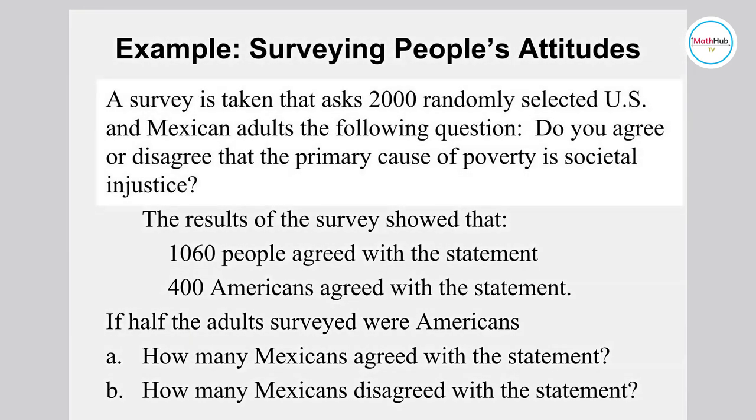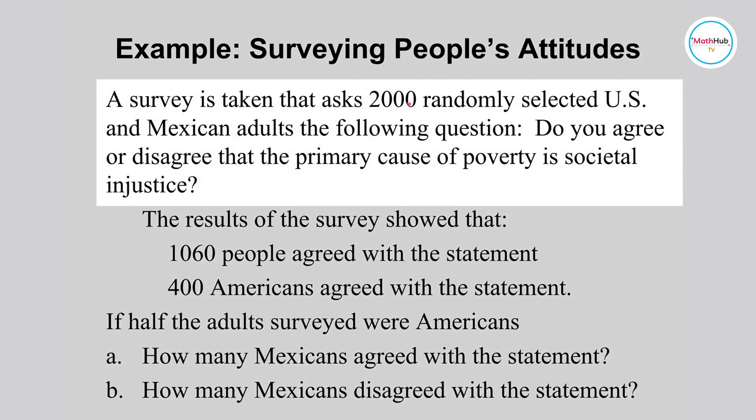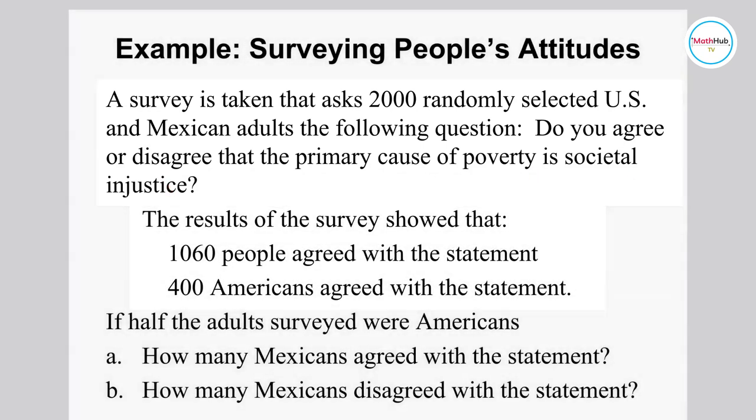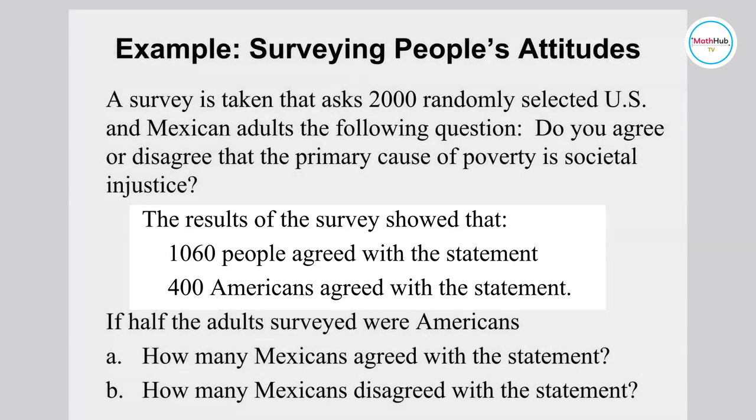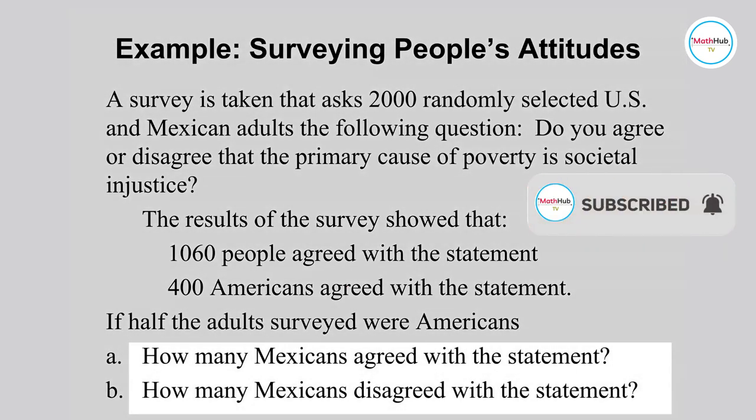For example, here, a survey is taken that asks 2,000 randomly selected U.S. and Mexican adults the following question: do you agree or disagree that the primary cause of poverty is societal injustice? The results of the survey show that 1,060 people agreed with the statement and 400 Americans agreed with the statement. If half the adults surveyed were Americans, how many Mexicans agreed with the statement? How many Mexicans disagreed with the statement?